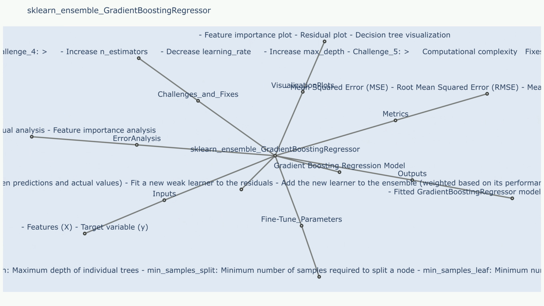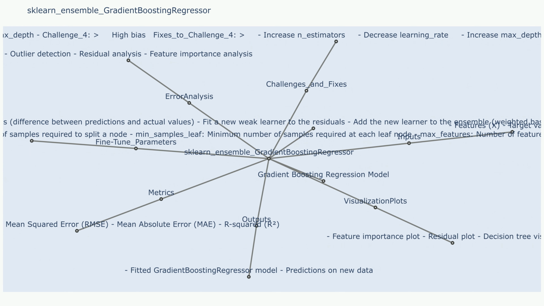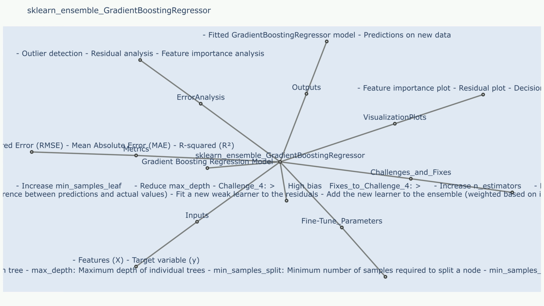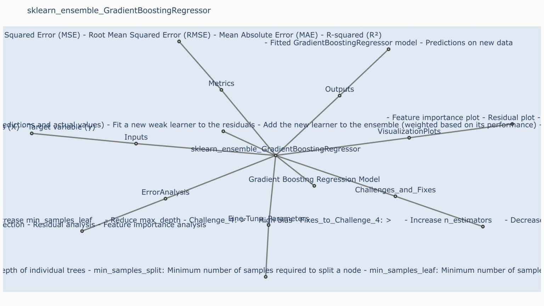Fine-tune parameters. n_estimators: the number of trees in the ensemble. Increasing this generally leads to better performance, but may increase training time. Learning rate controls the contribution of each tree to the final prediction. Smaller values result in slower learning but may lead to better generalization. Max depth: the maximum depth of each decision tree. Deeper trees can learn more complex patterns but are prone to overfitting. Min-samples split: the minimum number of samples required to split an internal node.